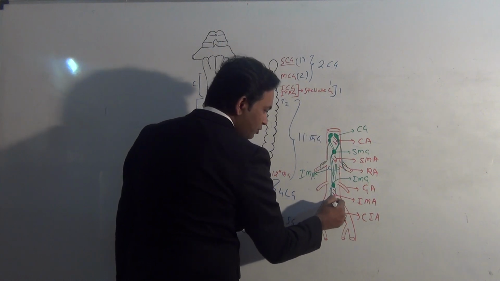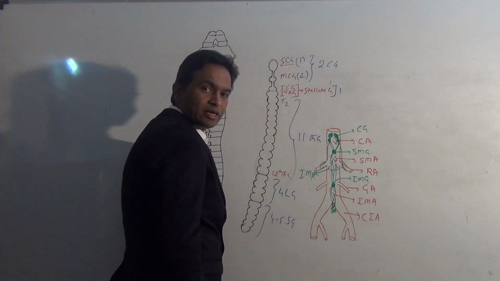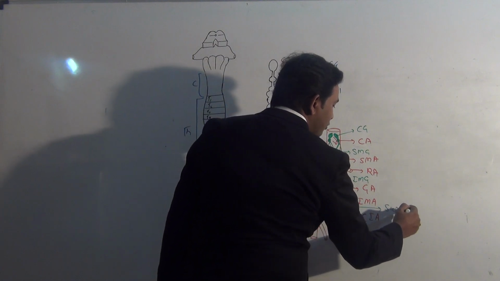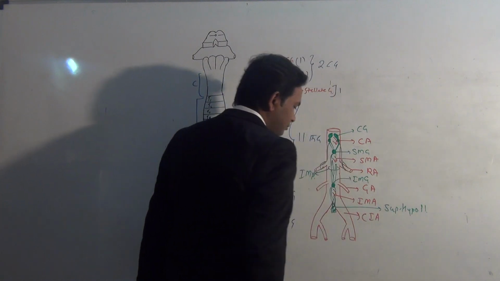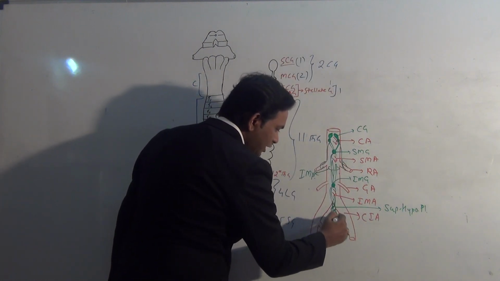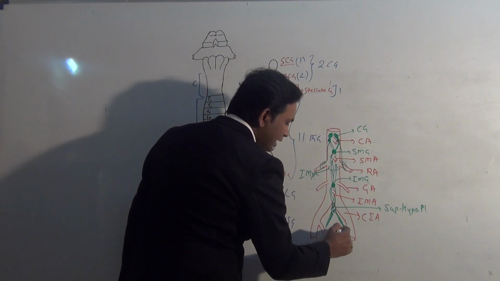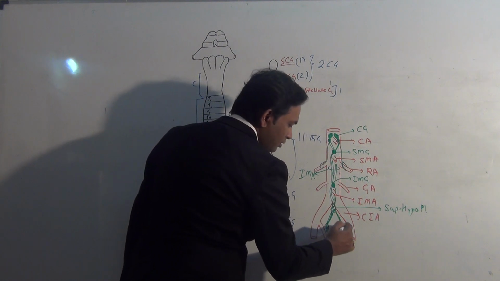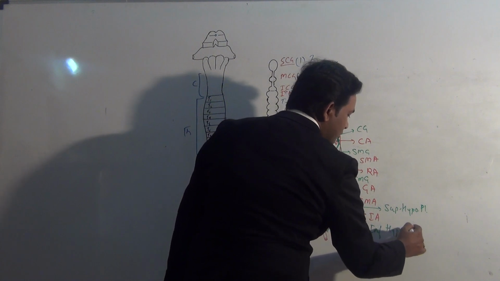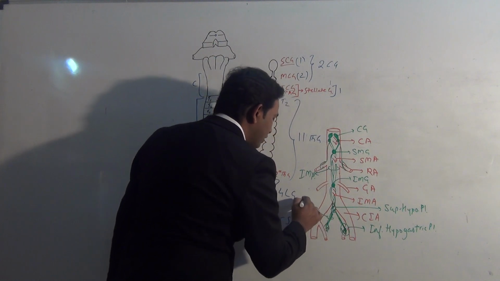It gives rise to a few neurons which will form a plexus just anterior to the bifurcation of the abdominal aorta, and this is known as the superior hypogastric plexus. Now this superior hypogastric plexus gives rise to 2 nerves. These are the right and left hypogastric nerve, which will again form a nerve plexus. This is the inferior hypogastric plexus, and these are obviously the right and left.